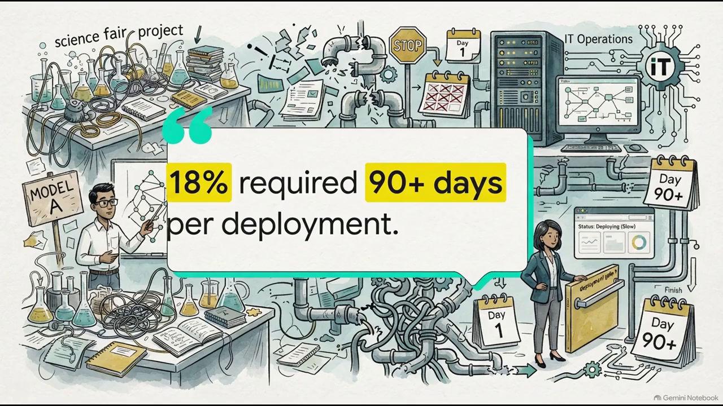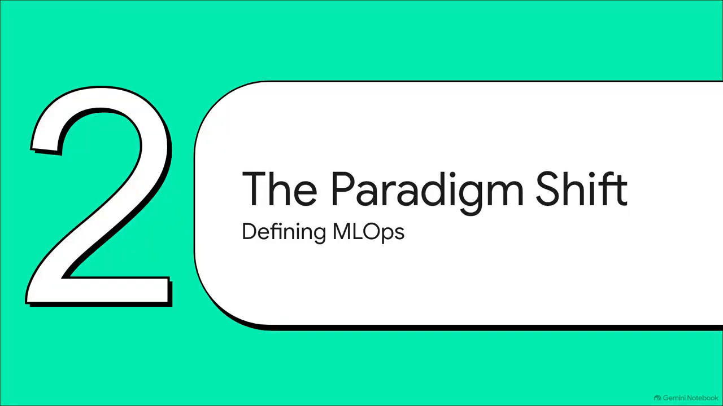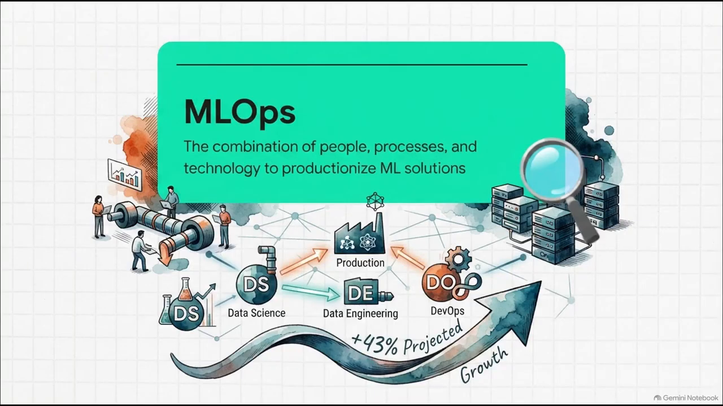Data scientists, they're brilliant at algorithms, right? But deploying, scaling, and maintaining software in a live environment, that's an operational infrastructure problem. And that is exactly what IT has to solve. Moving on to Part 2, the paradigm shift. Defining MLOps. And this brings us to a really necessary shift in perspective. The source material formally defines MLOps as the combination of people, processes, and technology to productionize machine learning solutions efficiently. It basically sits right there at the intersection of data science, data engineering, and DevOps.